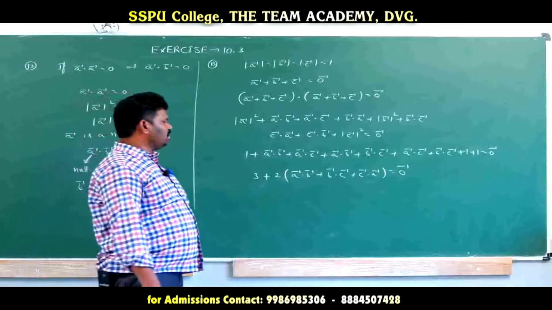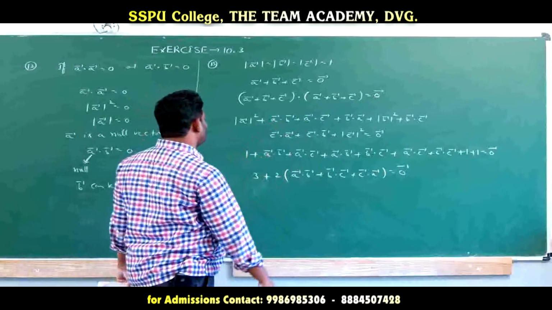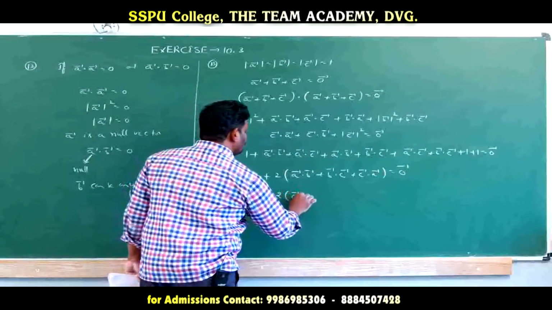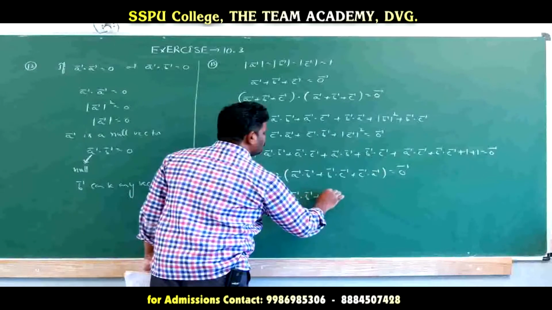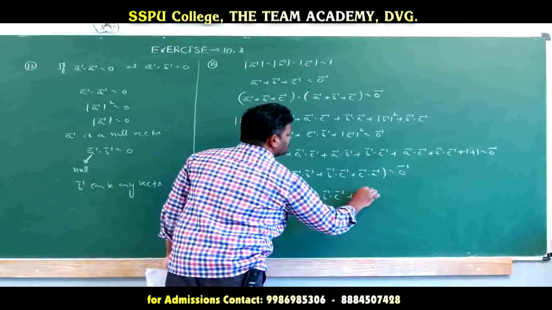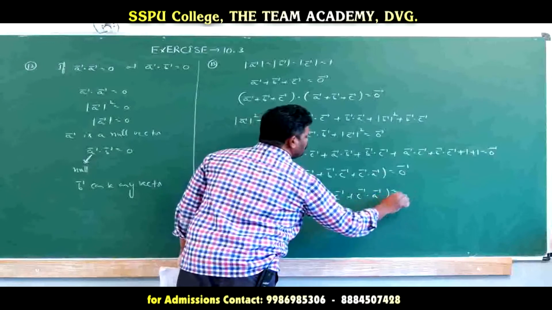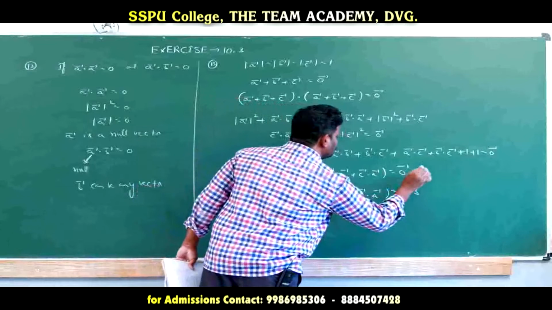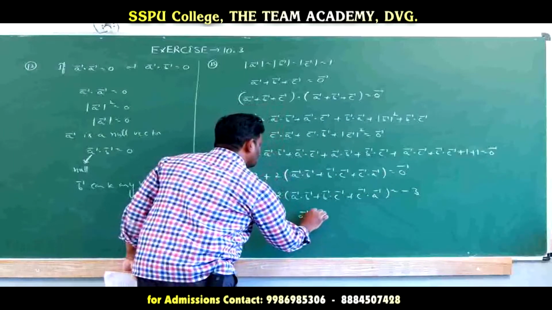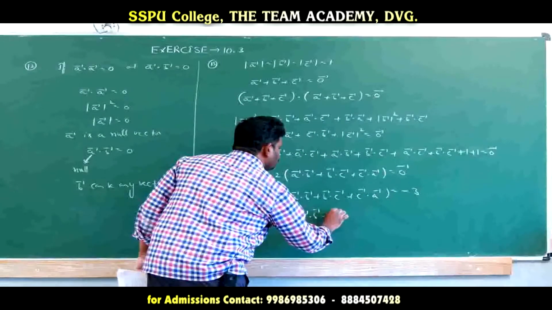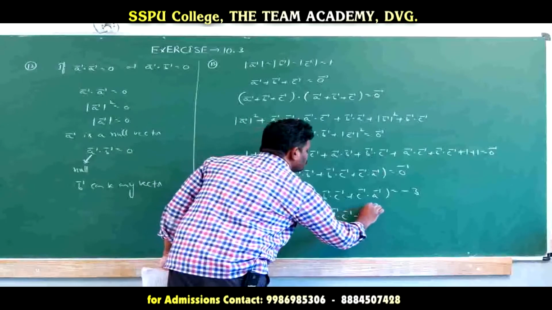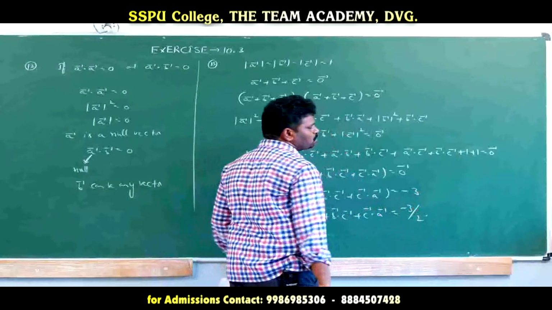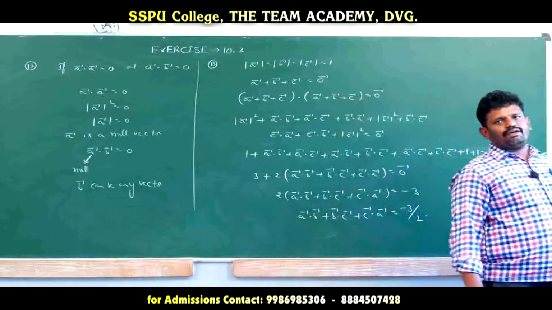So taking the other side, 2 into (a bar dot b bar plus b bar dot c bar plus c bar dot a bar) is equal to 0. Taking the 3 to this side means minus 3. Then finally a bar dot b bar plus b bar dot c bar plus c bar dot a bar is equal to minus 3 by 2. So that is the value for the given condition.